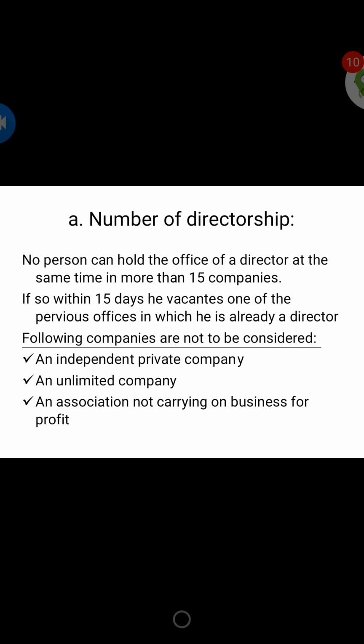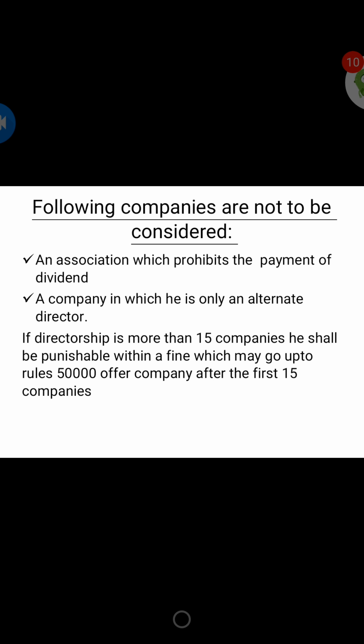Suppose you are a director of 15 companies and the 16th company is a private company or an unlimited company, or an association or company not for profit, or one that does not pay any dividend, or a company in which you are only the alternate director. Here you need not vacate the previous office, because these companies are not considered in the 15 companies.